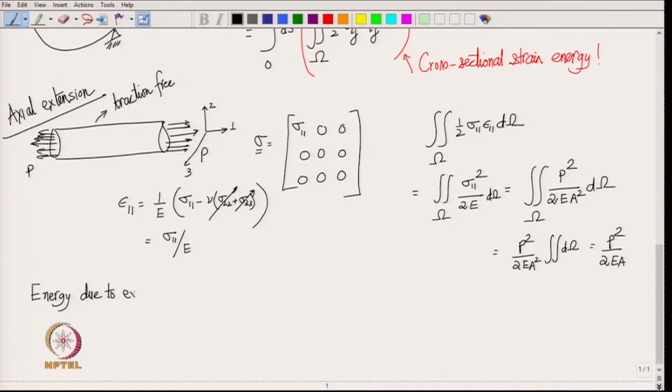Okay. So, we can write here the energy due to extension equals P square by 2 E A, where P is the axial load and E A combined, E is Young's modulus, A is the cross sectional area, but the combined quantity is called axial stiffness, or stretching stiffness, because we are actually doing the stretching of the beam.